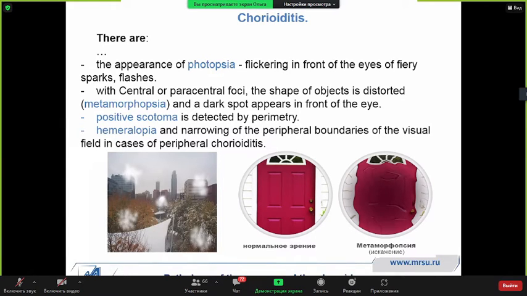or different variants of changing of the shape of the objects we see. Also, we can have positive scotoma detected by perimetry, and hemeralopia. We spoke about it in the function lecture.